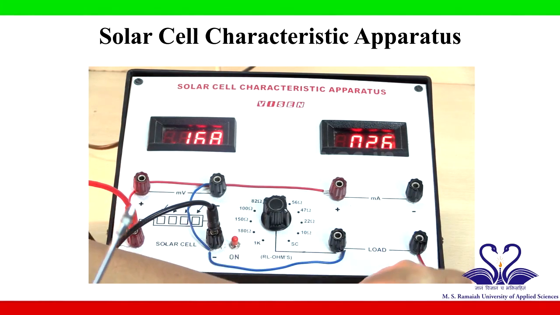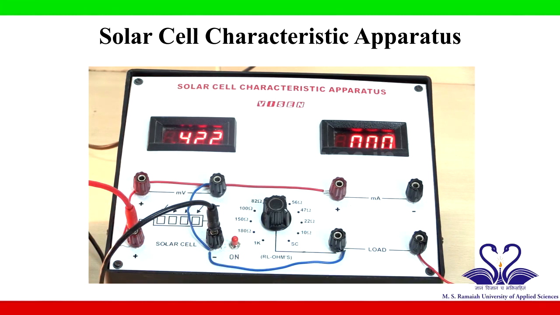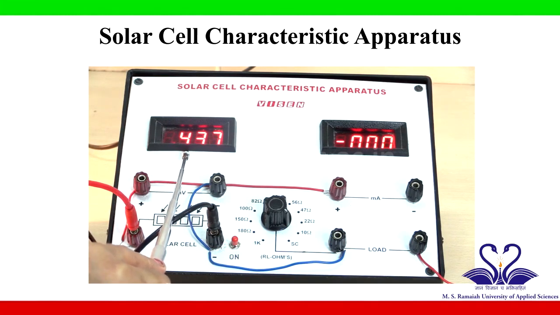First, let us find out the open circuit voltage of the solar cell. For that, remove this wire connection. Now the circuit is open. Record the value shown in the millivoltmeter. 0.438 is the open circuit voltage VOC of the solar cell.